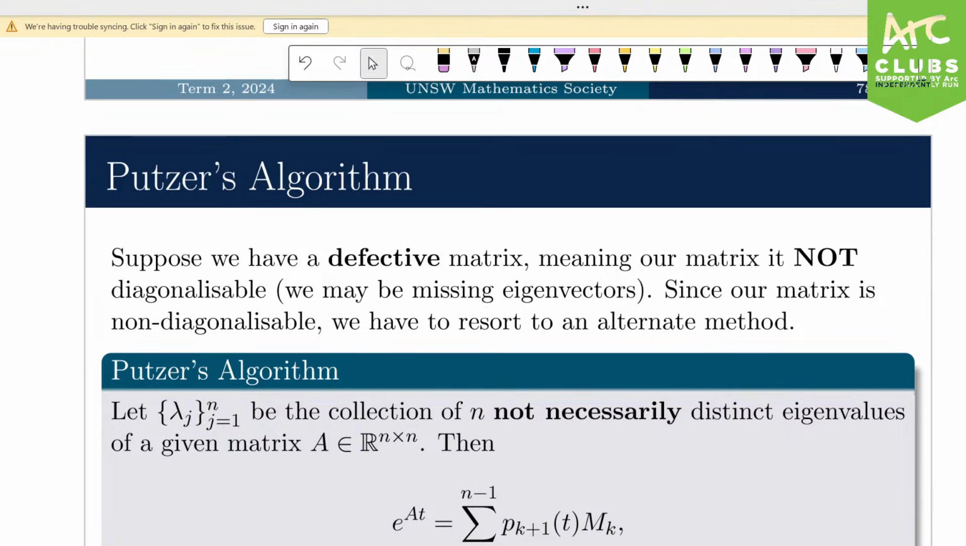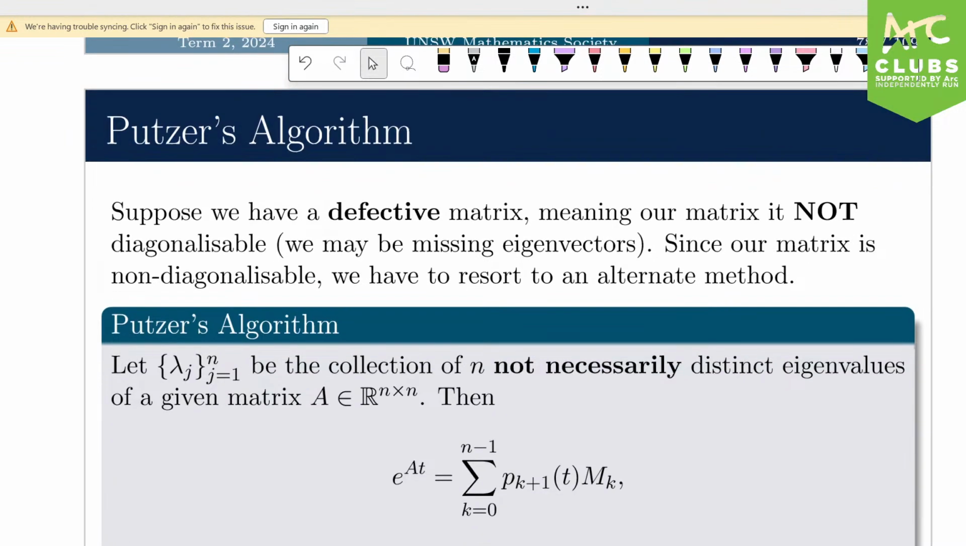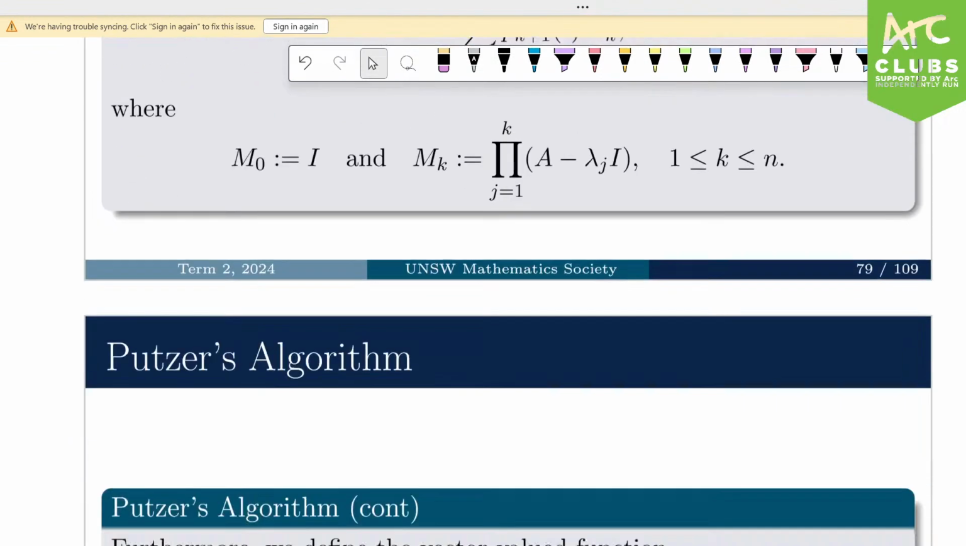So we've got to start defining what everything is. We've got a lot of things here and not a lot of definitions, so we're going to put some definitions in. We'll say M0 is I, the identity matrix, and Mk is going to be the product of A minus lambda j i. This is a little bit like when you're solving for eigenvalues and you get your characteristic polynomial. It looks a little bit similar to that. We don't know what p is yet, so we're going to define what p is.